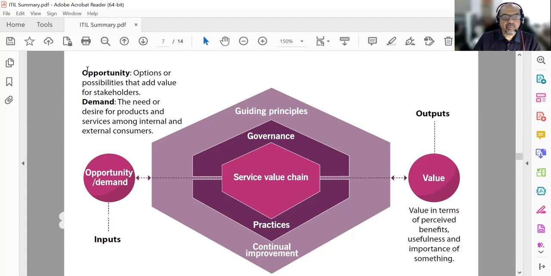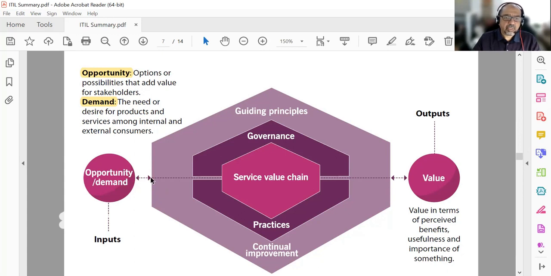So on the left hand, we have opportunity and demand. Opportunity means options or possibilities that add value for stakeholders. Demand means the need or desire for products and services among internal and external consumers. I'm reading that on purpose, and I mean the definitions, because of the exam. So in exam, they may ask you about different definitions. So we have some inputs here. And you notice the arrow is 2-direction arrow.